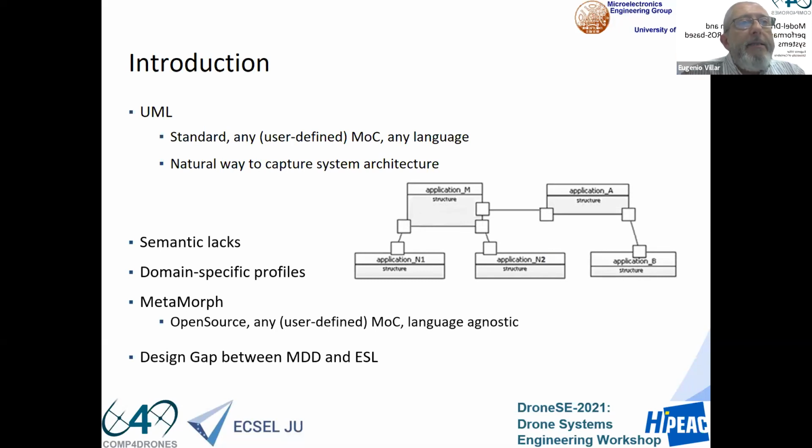And this is what UML lacks, this ability to, in many cases, make clear, okay, this component has to be understood in this way, and therefore should be treated and should be handled in that particular way with that particular purpose. In order to cover this lack, several domain-specific profiles are proposed and are being used. And there are some frameworks like Metamorph, where you can work, define the different profiles and work with them.